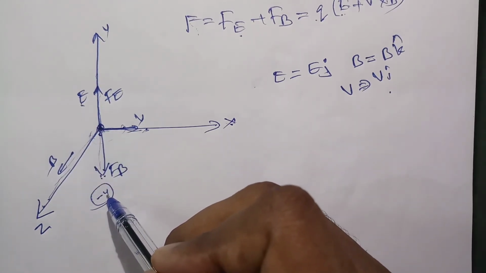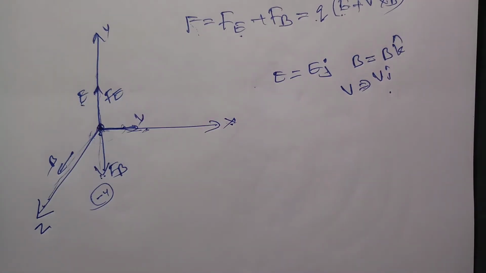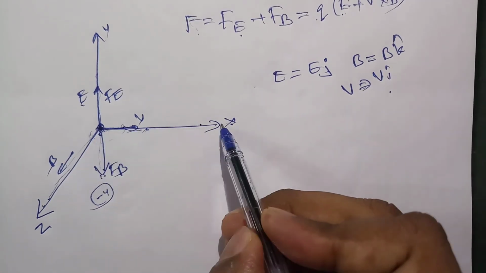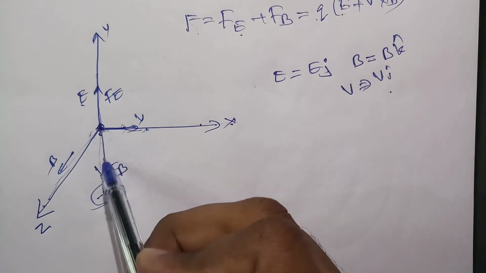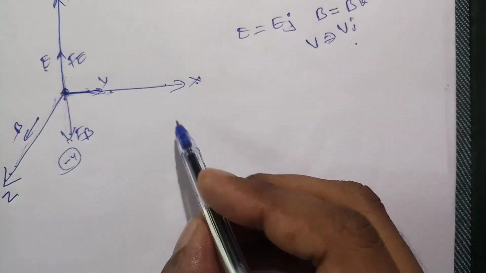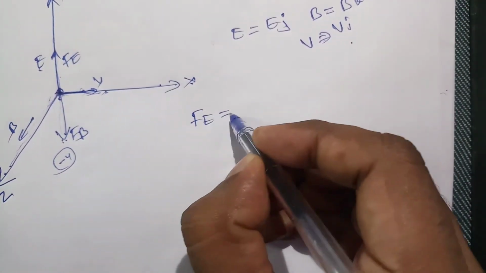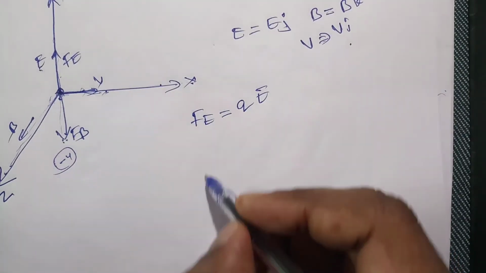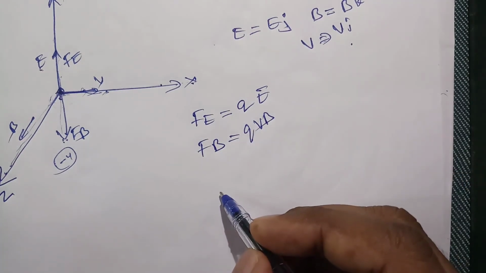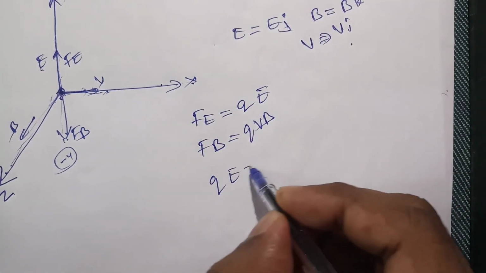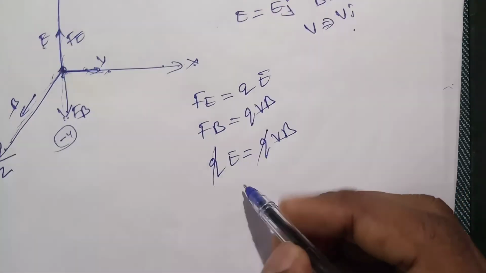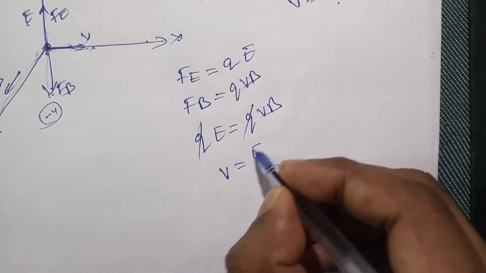Now you see here, you can make sure that this is going in a straight line. If the particle is moving in a straight line, it means this force and this force are getting balanced. So what is the upward force? That is the electrostatic force, which is qE. And what is the downward force? That is the magnetic force, which is qvB. Now if these two are equal, qE is equal to qvB. q and q you cancel here, then what is v? v is equal to E by B.